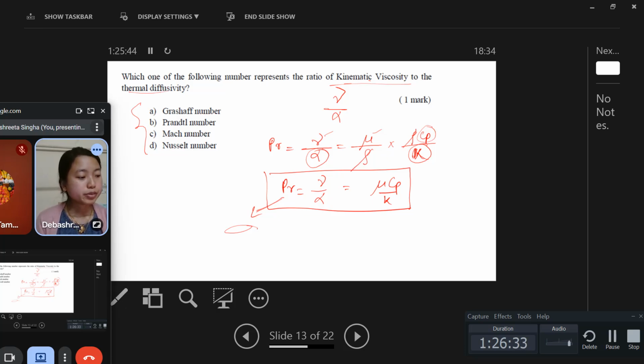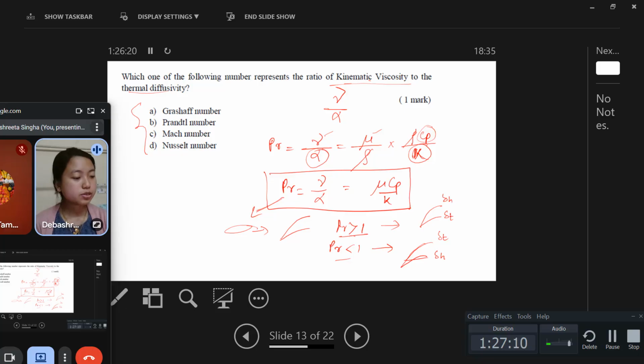It can also compare the boundary layers. If Pr is greater than 1, what happens? If Pr is less than 1, what happens? If it is greater than 1, that means the kinematic viscosity is more, and the hydrodynamic boundary layer is larger than the thermal boundary layer. If it is less, then it is just the opposite. This is the significance of the Prandtl number.